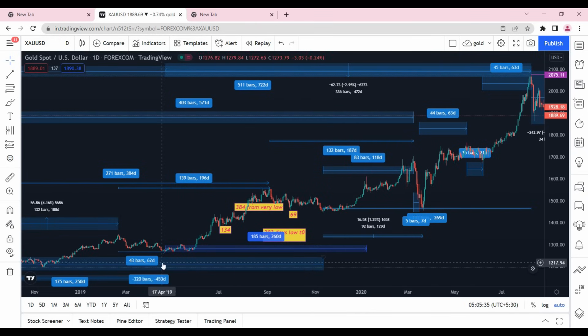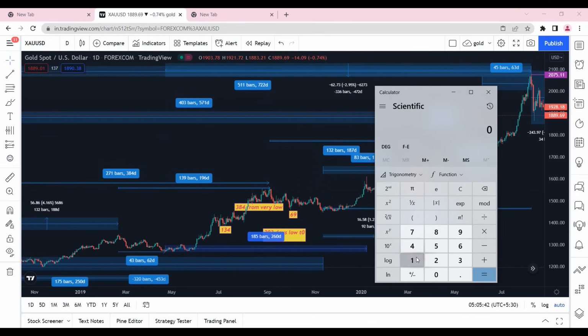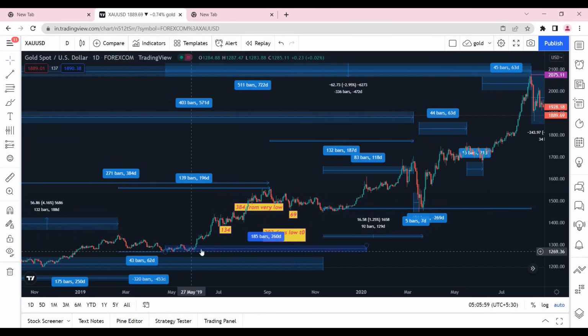Next is from here, 62 days it's over. It's 134, 69. So 134 divided by 69 is equal to 1.94. 1.94 into 134 is 260 or 261 days. You can see I have marked 260 days here. Exact high. So you have found this.